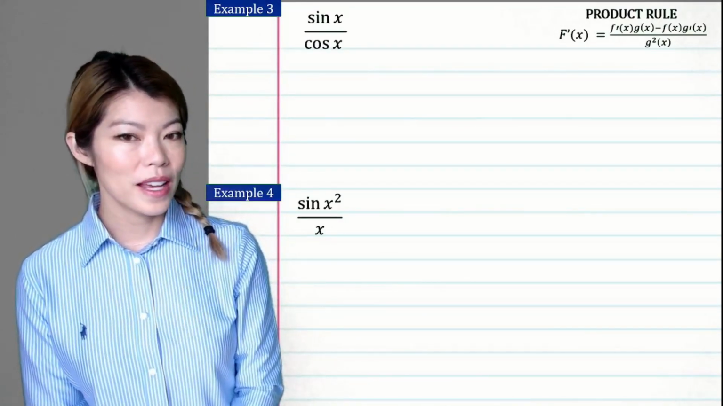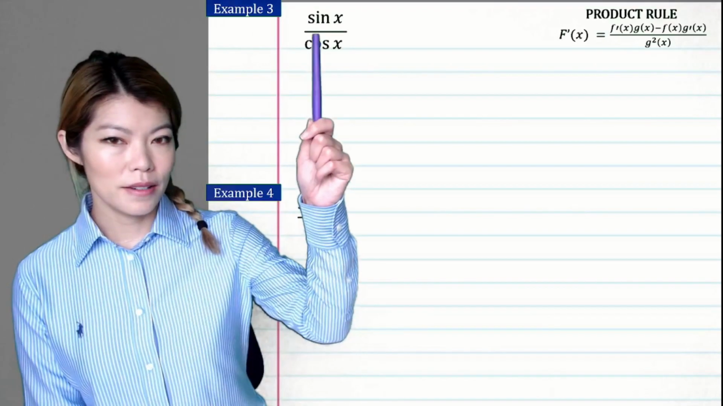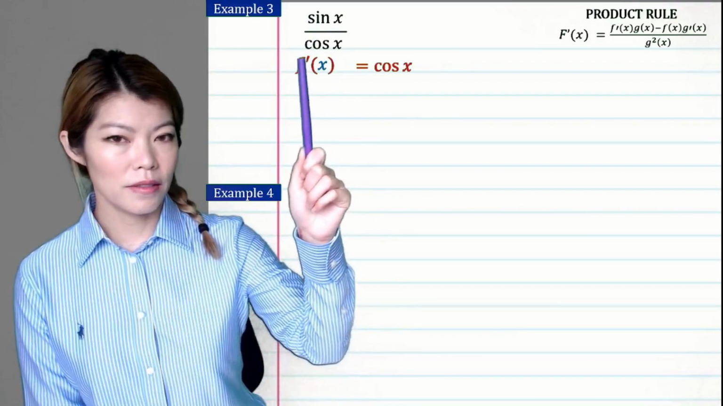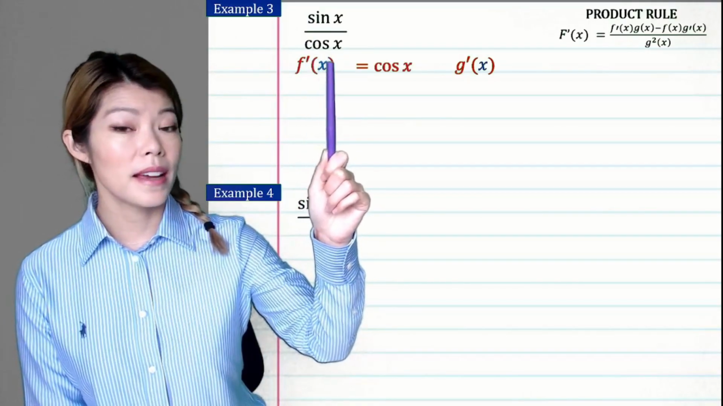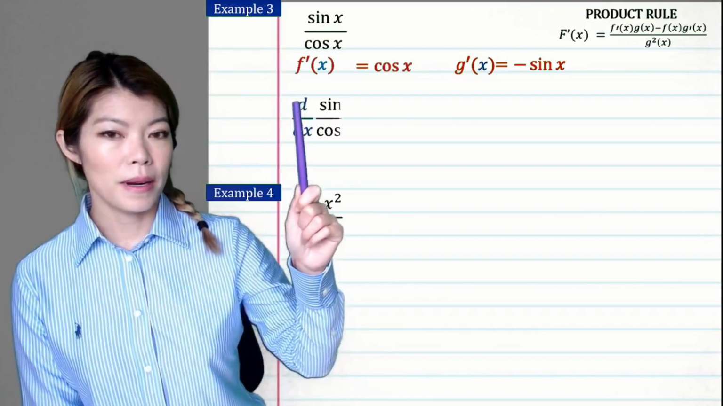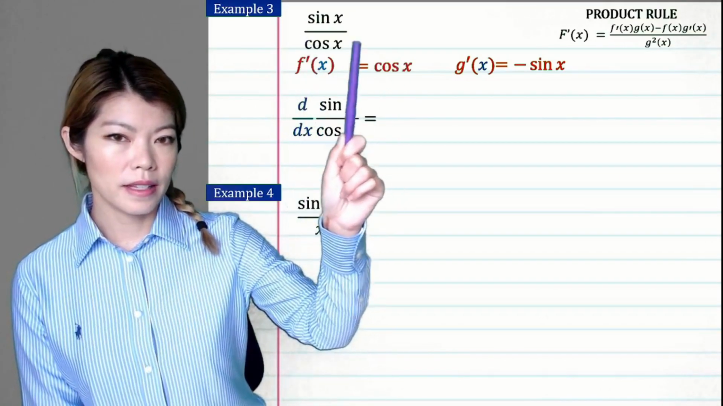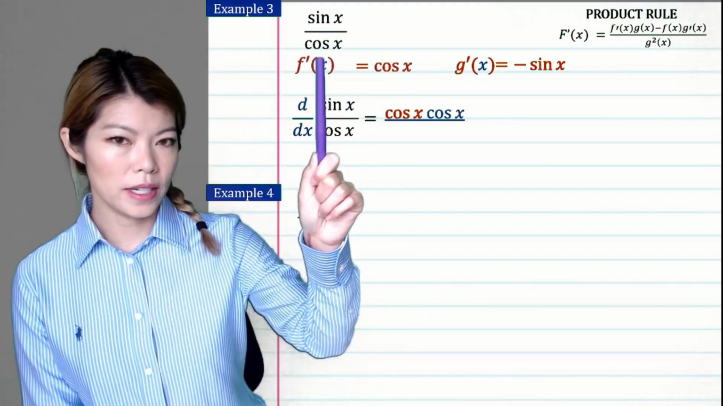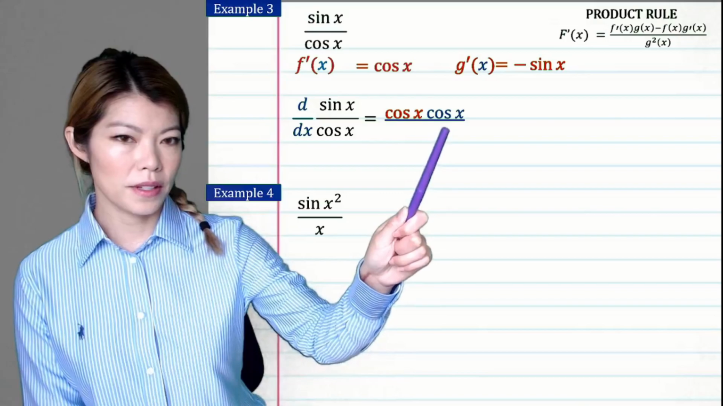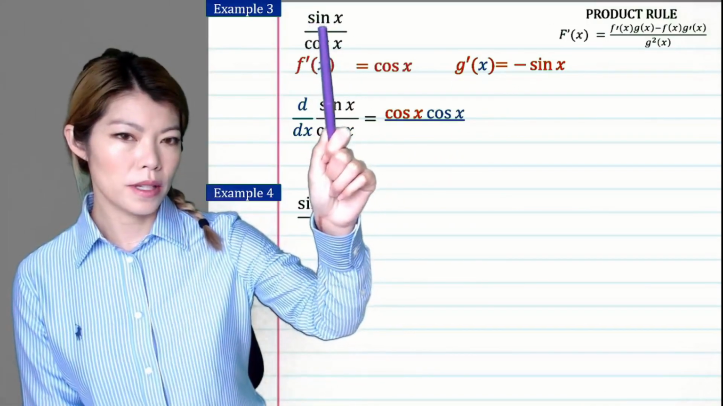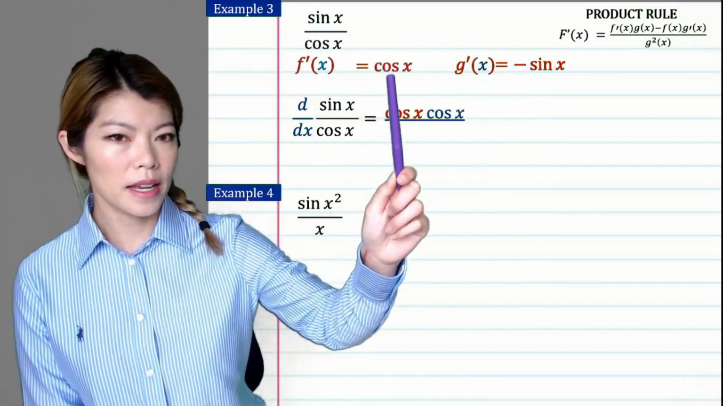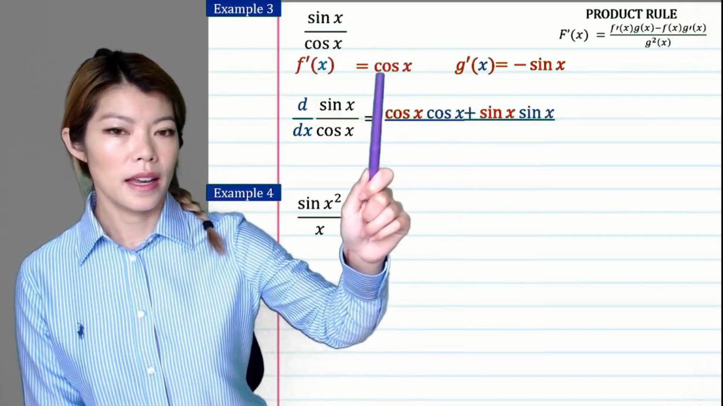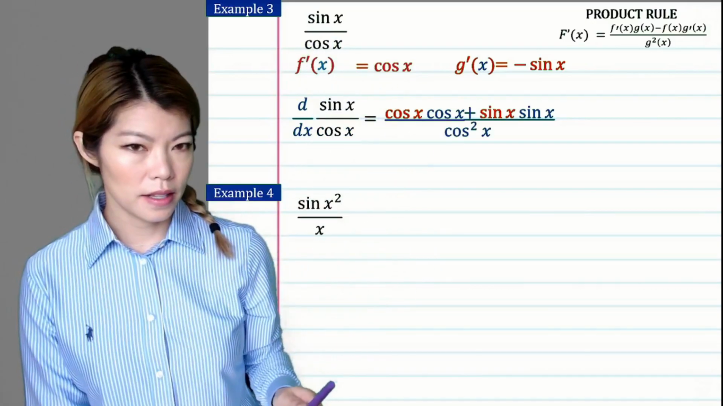Let's do another example, sin x over cos x. So again, deriving the top part, the derivative of sin x is just cos x. Derivative of the bottom part, cos x becomes negative sin x. Now applying the formula, we have the derivative of the top times the denominator, so cos x times cos x, and the derivative of the bottom times the top, so negative sin x times sin x, but we have a minus, the minus minus is a plus, and the bottom squared, so cos x squared.